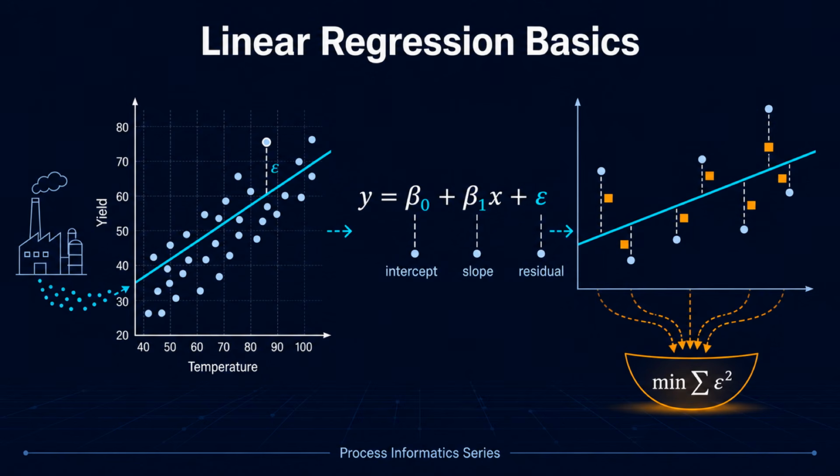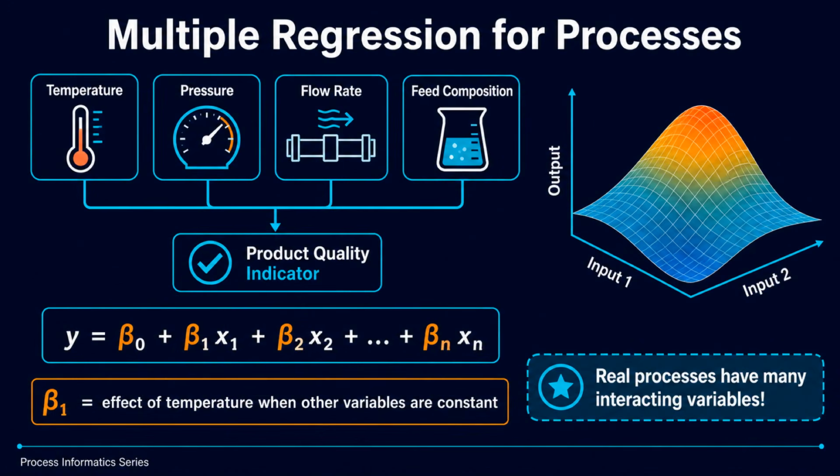predictions and actual values. Real processes rarely depend on a single variable. Multiple regression extends our model to handle many inputs, y equals beta 0 plus beta 1 x1 plus beta 2 x2, and so on. This multi-input single-output structure is perfect for industrial settings where product quality depends on temperature, pressure, flow rate, and composition simultaneously. Each coefficient tells us the independent effect of that variable, holding others constant.